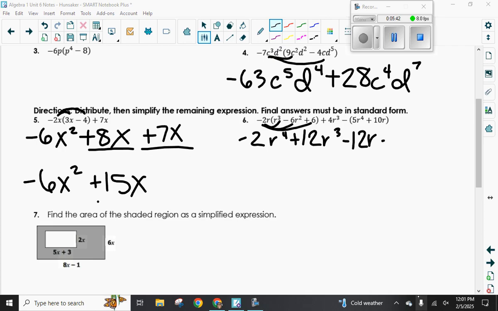Then I'm going to bring down the plus 4r to the third because nothing is being distributed or multiplied with that right now. But I have another set of parentheses, which means I have another thing to distribute here. What am I distributing? Okay, this was something that a lot of people forgot on their test. So distribute negative 1. Negative 1 times 5r to the fourth is negative 5r to the fourth. And then negative 1 times 10r is negative 10r.